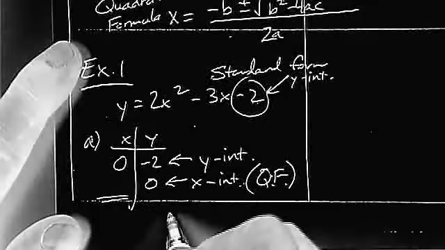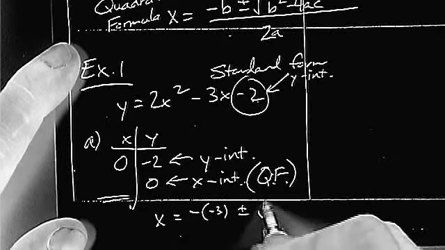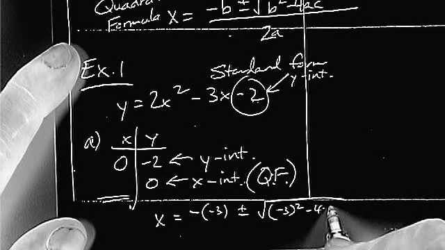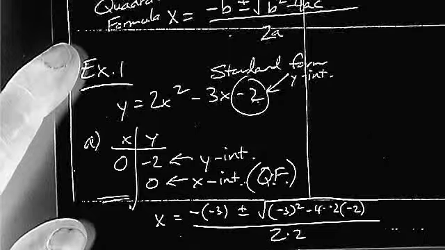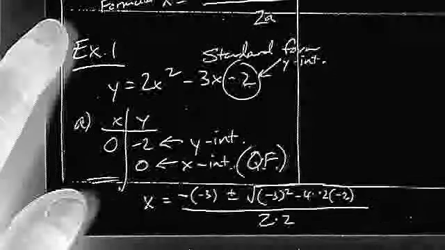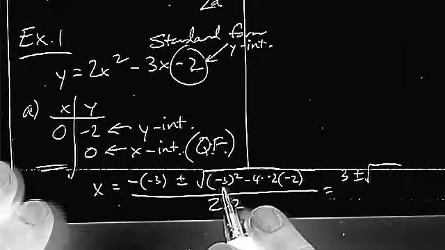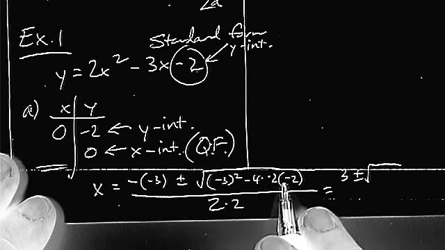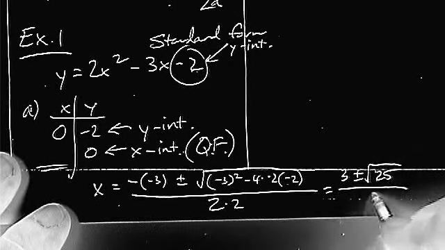So I'm hoping you can do that. The opposite of -3 plus or minus the square root of -3 squared minus 4 times 2 times -2, all over 2 times 2. So you're just following the formula, plugging in all the stuff that you need to. So we get 3 plus or minus, let's see, that's 9 plus, because you got 2 negatives right there that cancel out, so that's 16.